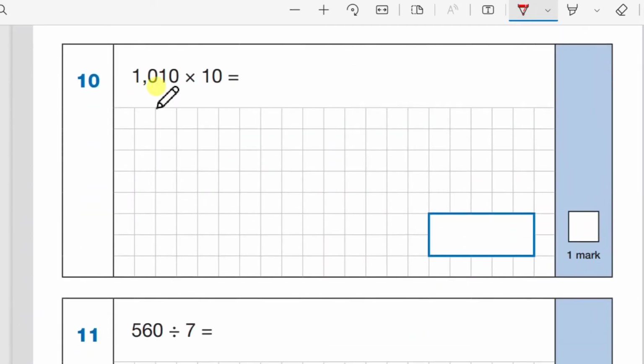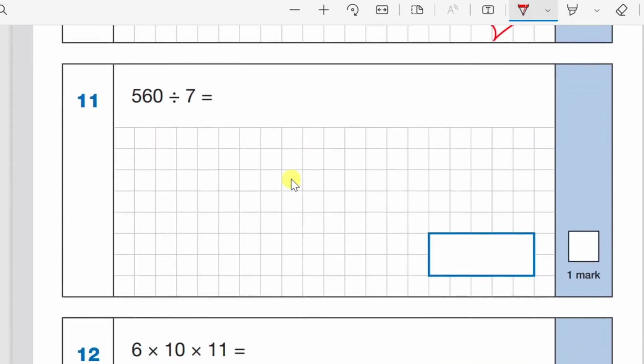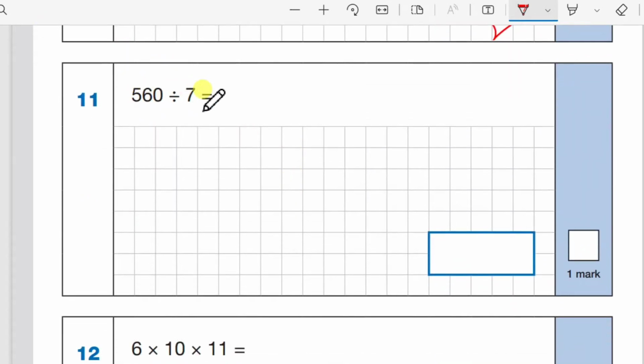Now 1,010 times 10. So every time you times a number by 10, you just stick a 0 at the end. So it's just going to be the same value, but with a 0. So 10,100. Cool. Next one, 560 divided by 7. So we're just going to use that trick again. So we're going to look at these two numbers, 56. How many 7s go into 56? Well, it should go exactly 8 times. And because you got 0, it will be 80. Exactly.